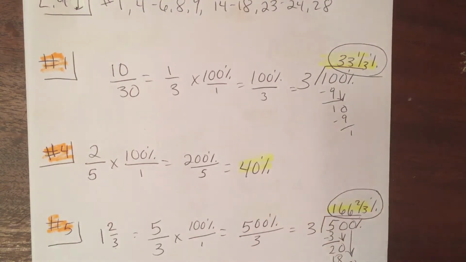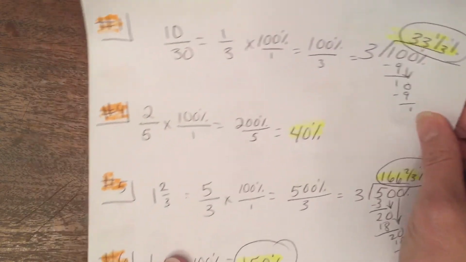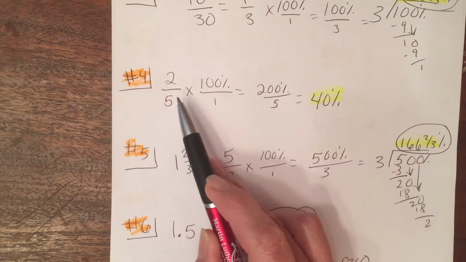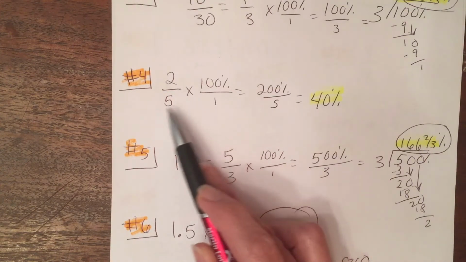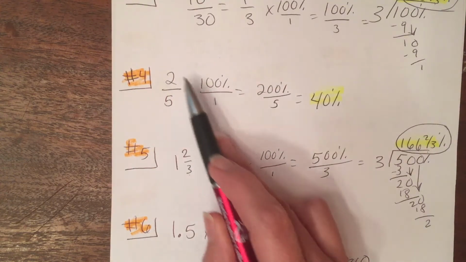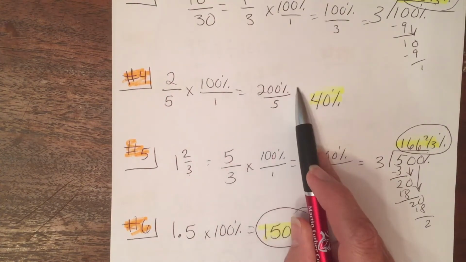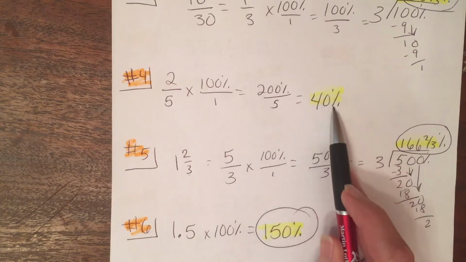Number 4, what percent of the group is shaded? Well, they had 5 marbles and 2 of the 5 were shaded. So I said 2 out of 5 are shaded. To go from fraction to percent, multiply by 100%. I put it over 1 since I'm already dealing with fractions. 2 times 100 is 200%. 5 times 1 is 5. 200% divided by 5. 200 divided by 5 is 40%.